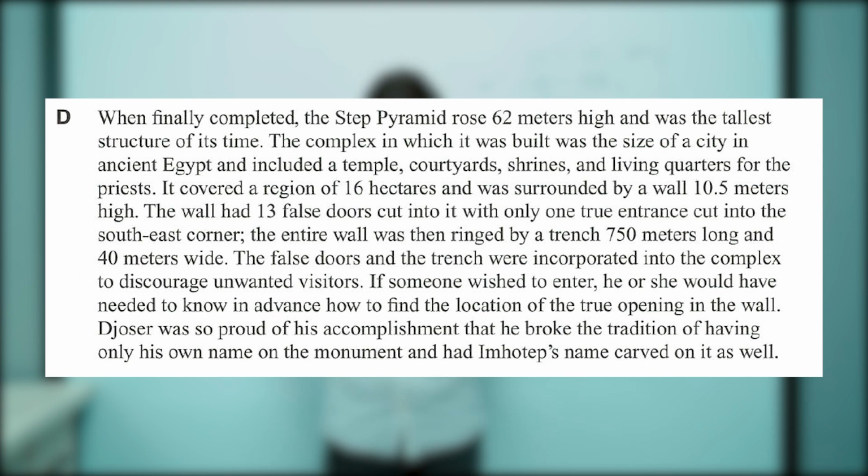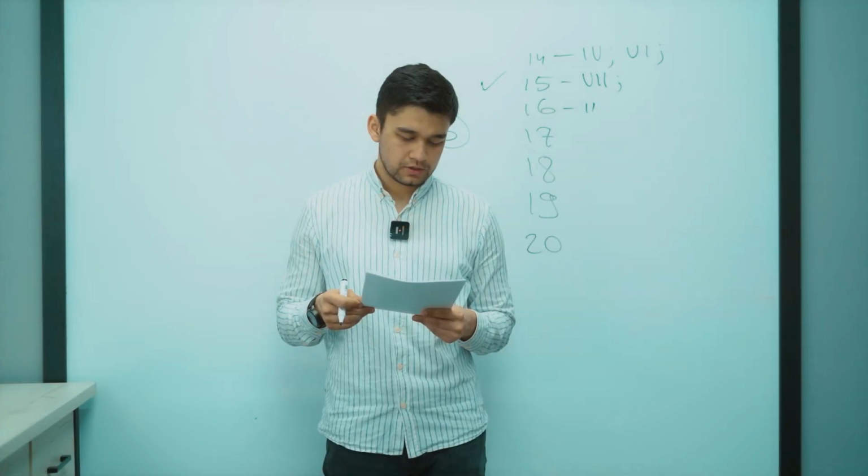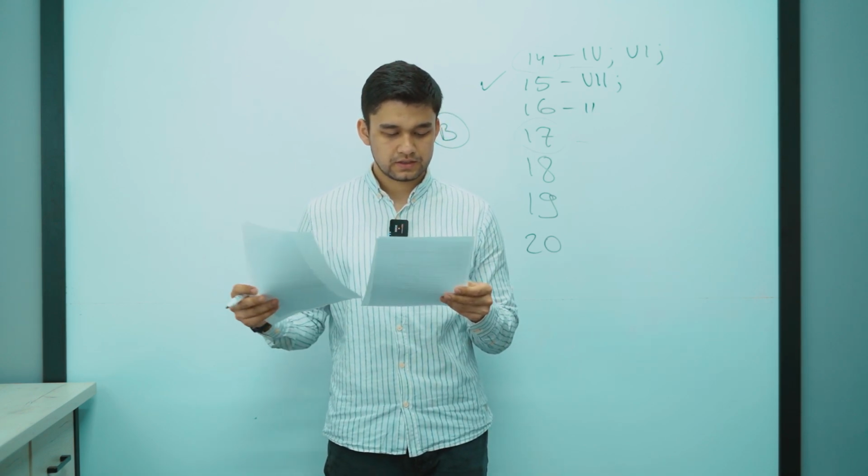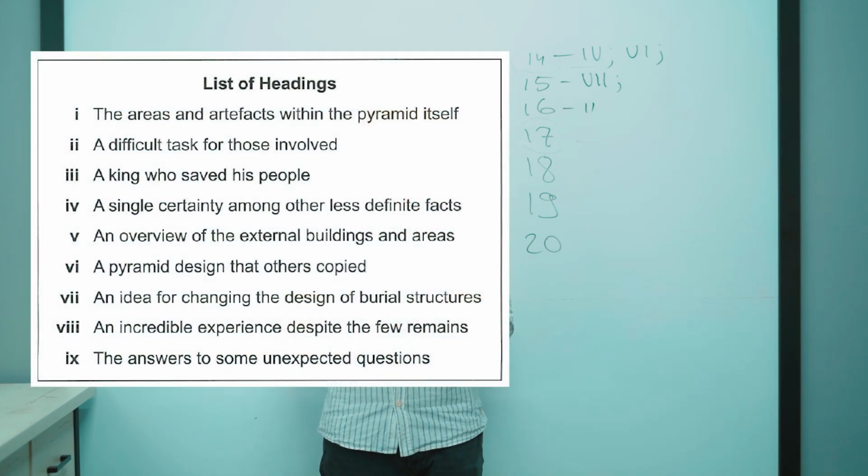The false doors and the trench were incorporated into the complex to discourage unwanted visitors. If someone wished to enter, he or she would have needed to know in advance how to find the location of the true opening in the wall. Djoser was so proud of his accomplishment that he broke the tradition of having only his name on the monument and had Imhotep's name carved on it as well. So very nice, very informative. Let's start from headings. Again, you will see the headings on your screen right now, guys.